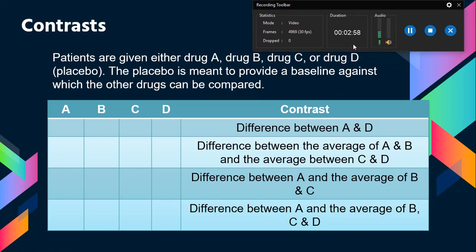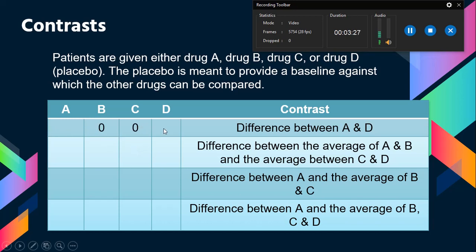All right, so for this example, this is where we're going to learn how to assign our linear coefficients. It says patients are given either drug A, B, C, or D. D is actually the placebo. So in the first contrast, you think there might be some kind of significant difference between A and D. That tells me I'm not doing anything with drug B or drug C. So the coefficients there are actually 0.